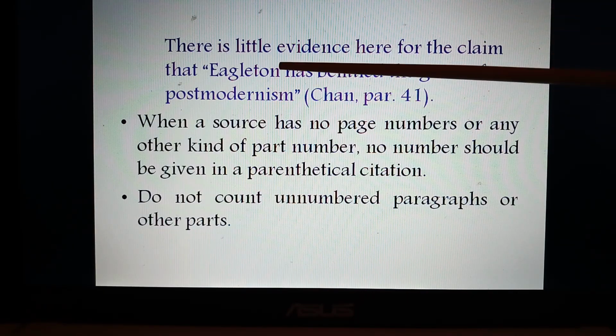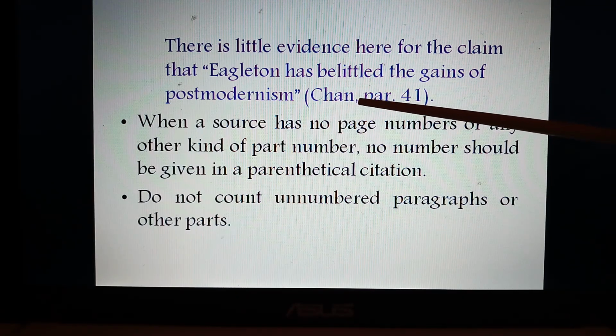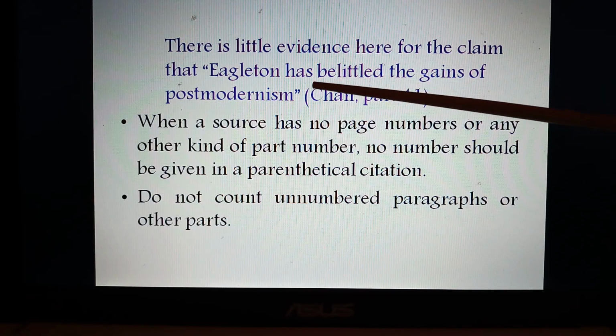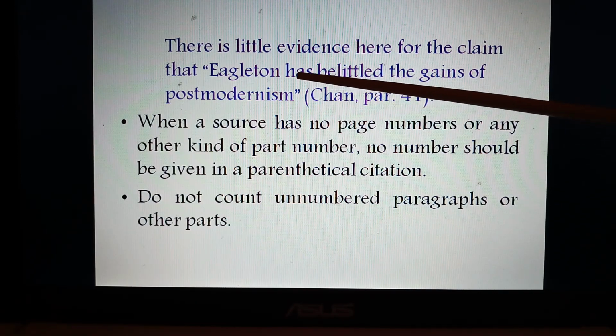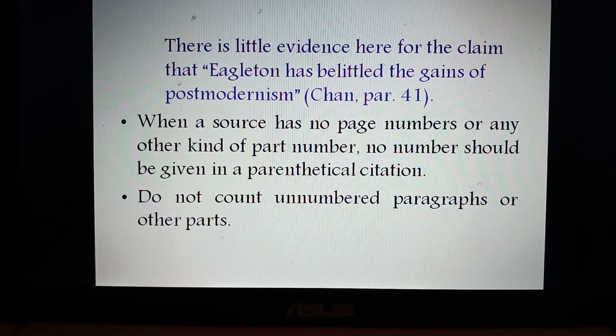It is given here. So this is the quotation that you have borrowed and it was written by Chan, comma, then paragraph 41 in the parenthesis. This is the in-text citation for the web source quotation. The name was given there, so you have written the name, then paragraph 41.